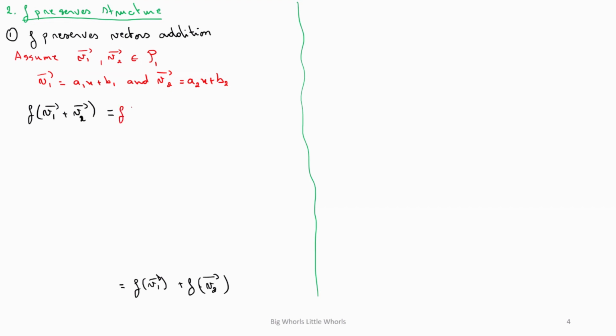So that is f of V1 plus V2. V1 is a1x plus b1, plus V2, which is a2x plus b2. How do we add the polynomials together? We add the coefficients of the same terms together. So this is going to be f of (a1 plus a2)x plus (b1 plus b2). And what does our map say? f of ax plus b will give us what?